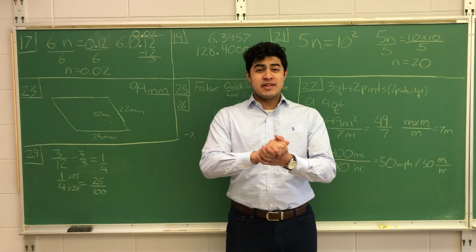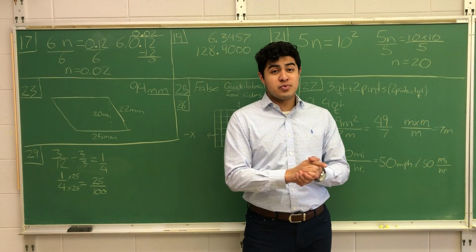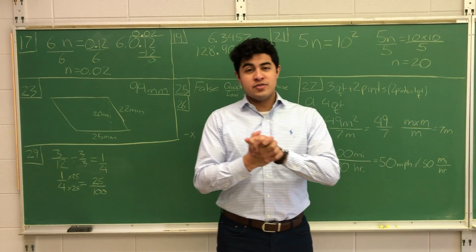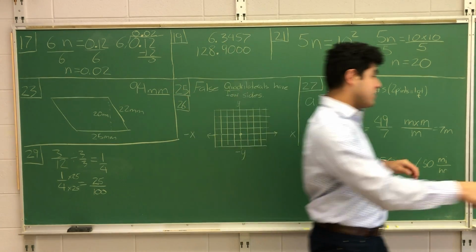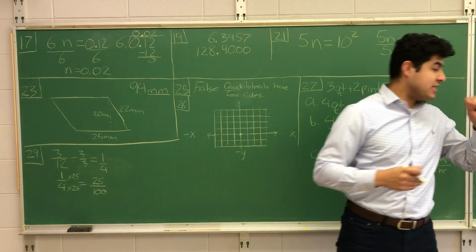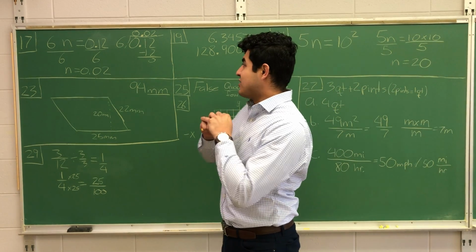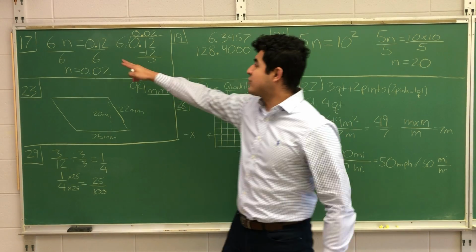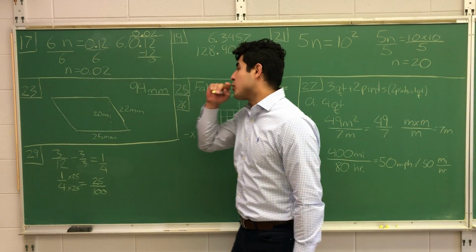Good morning. Today we're doing the second half of lesson 81, problems 16 through 30. We're going to be doing the odd numbers here on the board. So go ahead and make sure you're on page 397 and let's jump right in. Our first problem is 6n equals 0.12.